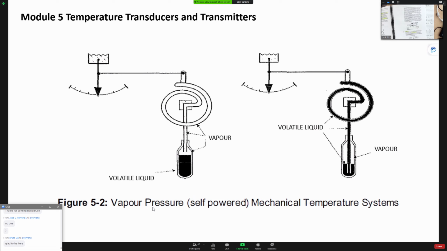So they can use the vapor pressure, because when the liquid is volatile, when the temperature increases, it will become vapor. The point of vaporization is so low, so they can change it to increase the pressure, causing that movement.